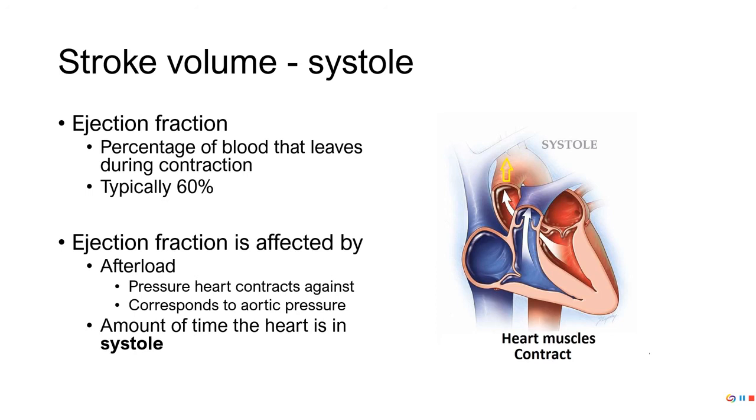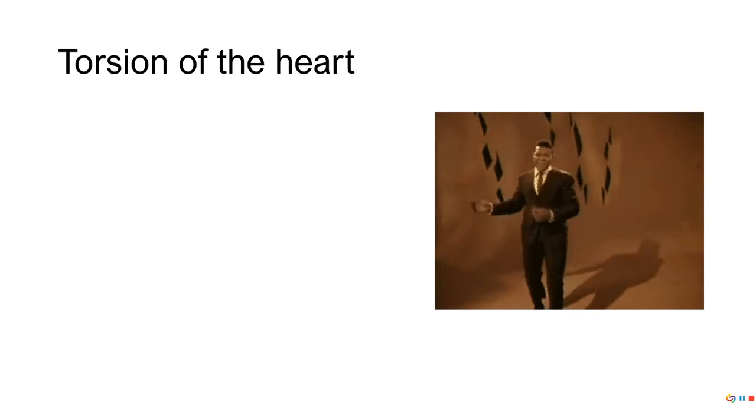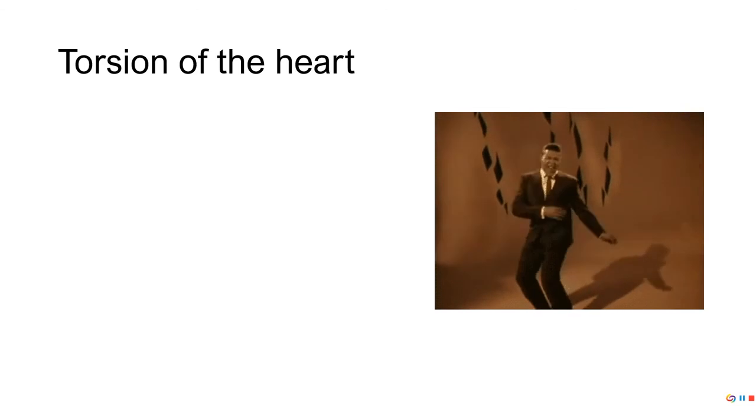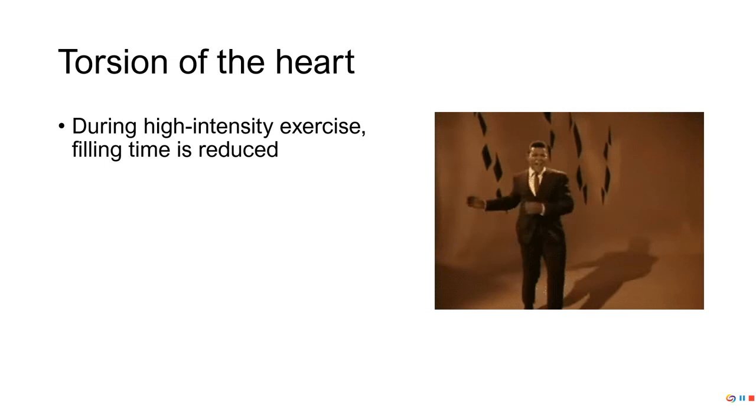Next, we've got torsion of the heart. Okay, so torsion just means twisting. So hence, we've got Chubby Checker doing the twist over here. So this is a concept that I really want students to understand better. And it's one that they struggle with, and I'm not completely sure why. And so I'm going to call it what it is. And so focus on this.